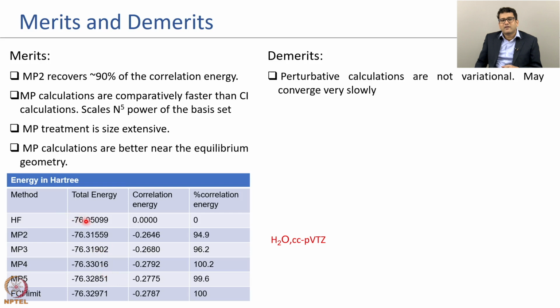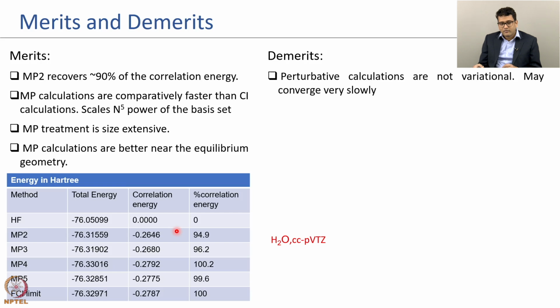In Hartree-Fock, of course, there is no correlation. Once I start with MP2, it recovers around 94% of the correlation energy. Good. With MP3, the energy still goes down, it is 96.2. With MP4, it goes even closer, 100.2. But the moment I go to MP5, the energy rises again and becomes 99.6. So, that means even going to fourth order, my energy does not converge. It is fluctuating, so it is very difficult to predict at which order this perturbation series is going to converge.